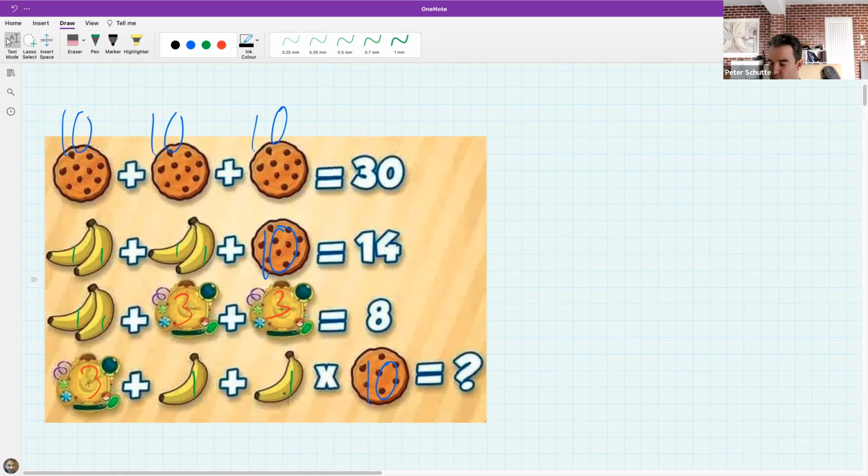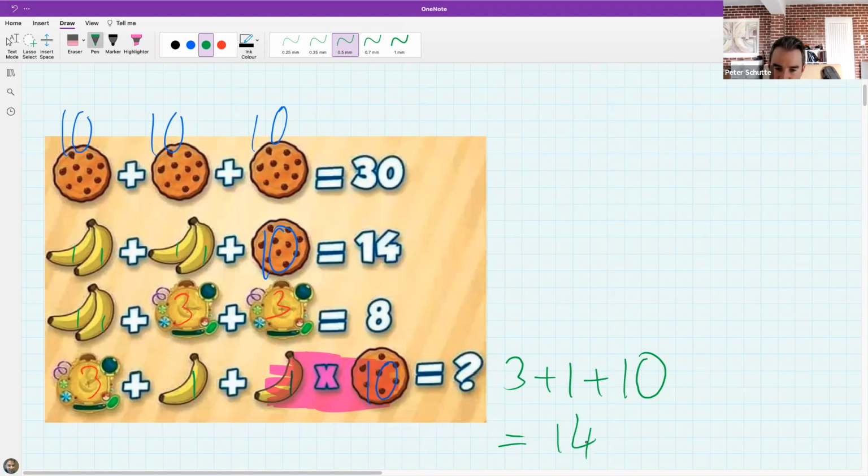Okay, so now we've solved the numbers, but now we have to think of this thing called BODMAS. And BODMAS says multiplication happens before we do addition. So we have to do this part first before we do that part. Now, if you want to vote with your answer, let us know now. But for me, what I see is 3 plus 1 times 10, because 1 times 10 is 10. So our final answer should be 14.